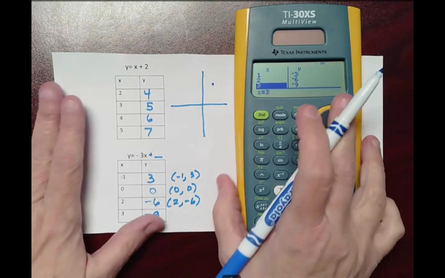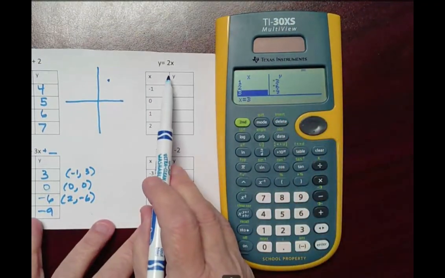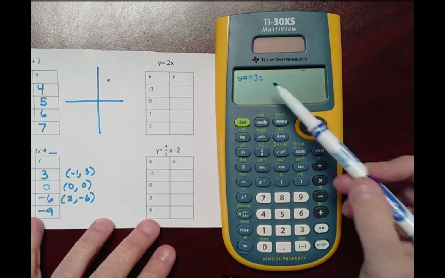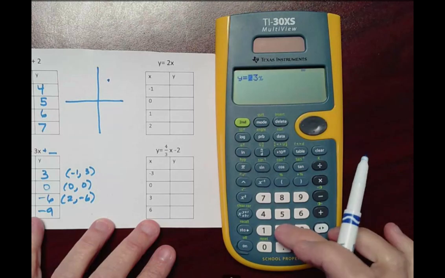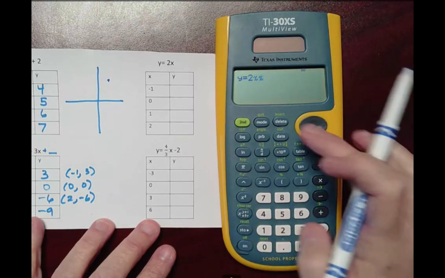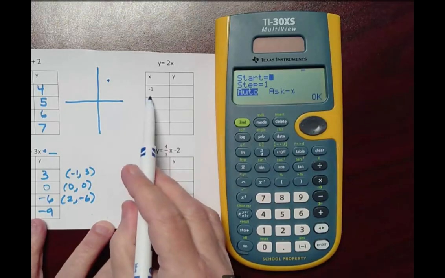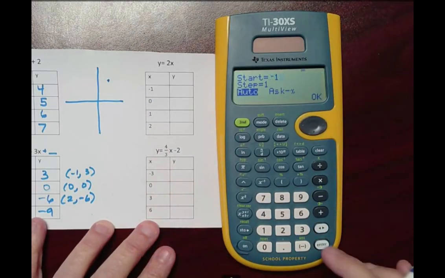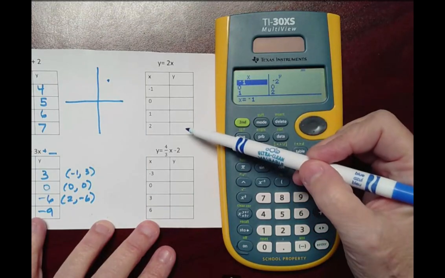Let's do at least one more. Actually, we'll go ahead and do 2 more. This is y equals 2x. So I'm going to hit my table button, and I want to change my equation to say y equals 2x. I'm going to hit enter. My start value, I want negative 1 because that's the first number on my chart, negative 1. Keep hitting enter till I get down to OK, and then I can scroll through this table and put in the numbers that I need to know.